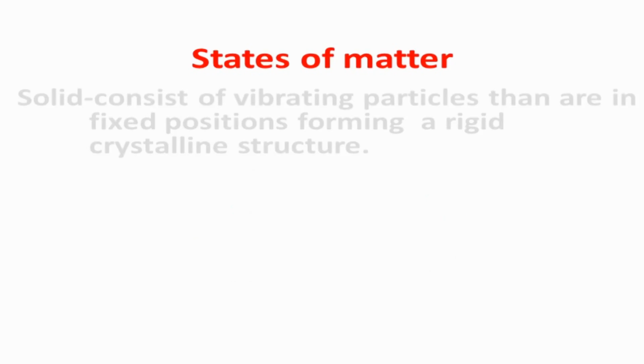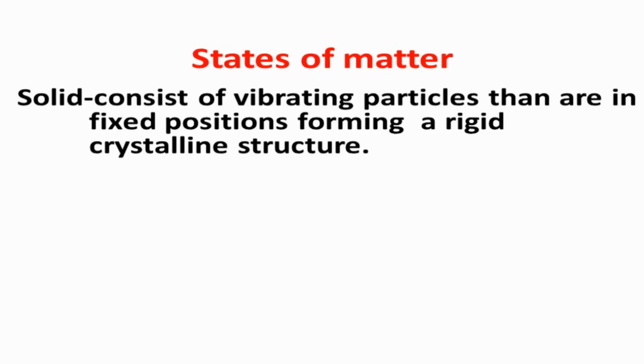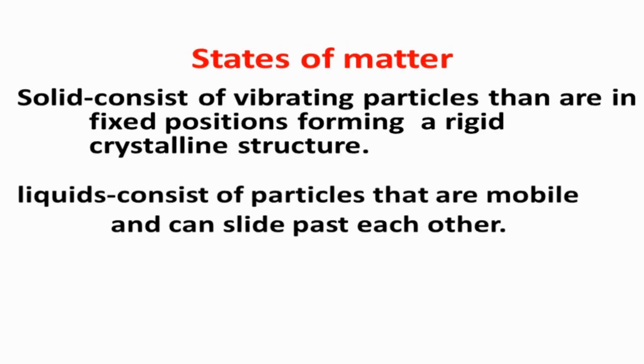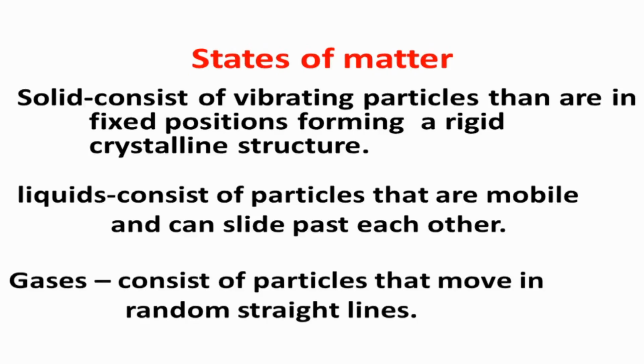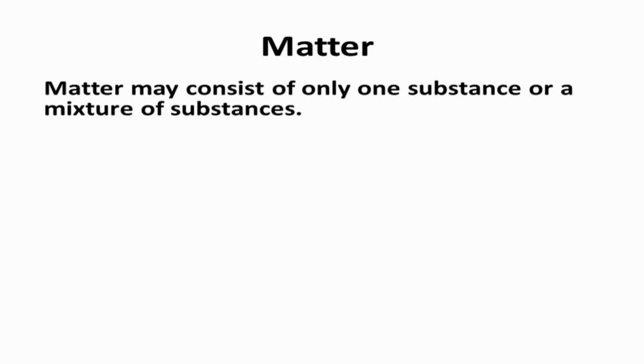Solids consist of vibrating particles that are in fixed positions, forming a rigid crystalline structure. Liquids consist of particles that are mobile and can slide past each other, while gases consist of particles that move in random straight lines. Matter may consist of only one substance or a combination of substances.